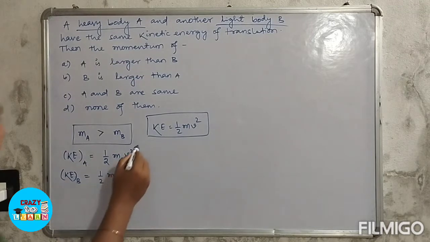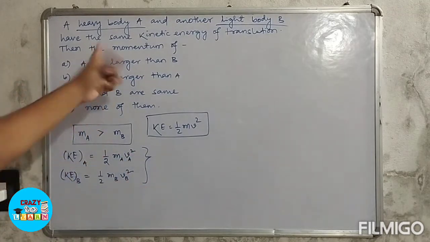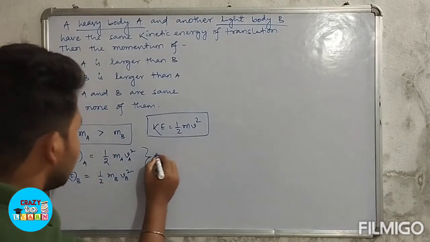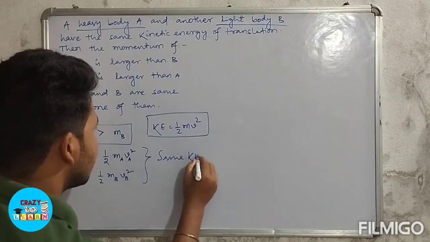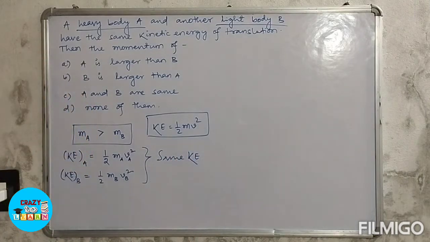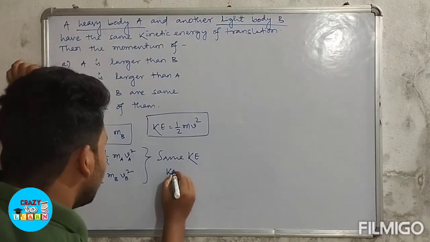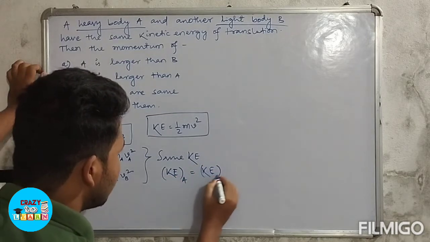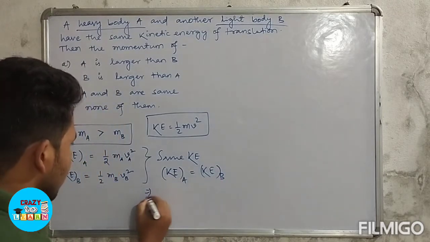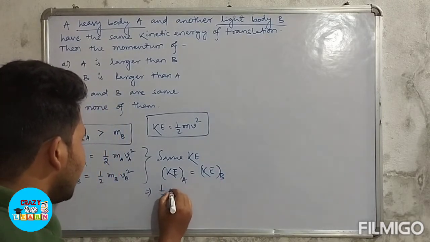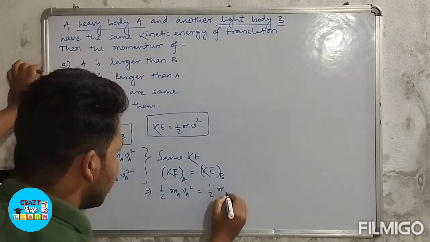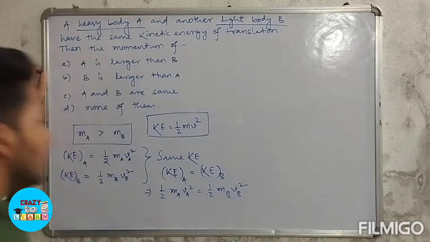Both bodies have the same kinetic energy. So kinetic energy of A is equal to the kinetic energy of B. So half ma va square is equal to half mb vb whole square.